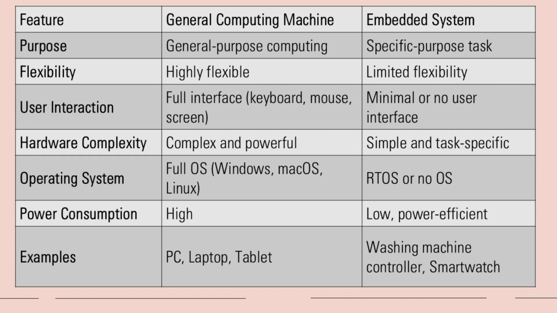And finally, examples. Examples of general computing machines include your PCs, laptops, and tablets. Examples of embedded systems are microwave ovens, smartwatches, washing machines, and car engine control units, ECUs.